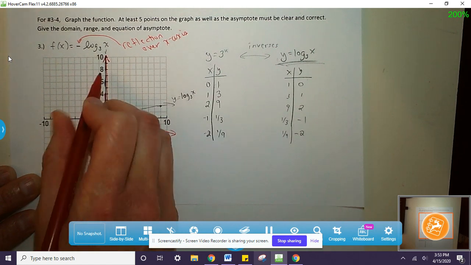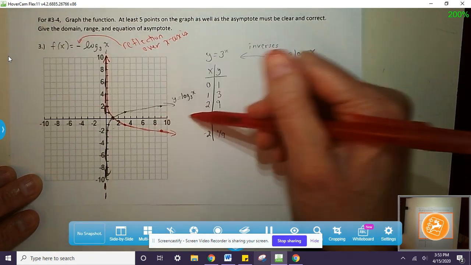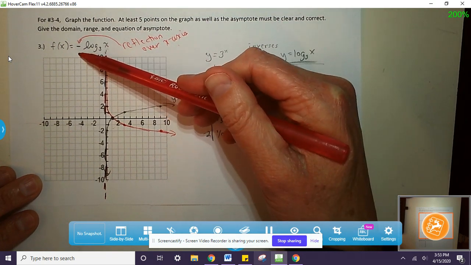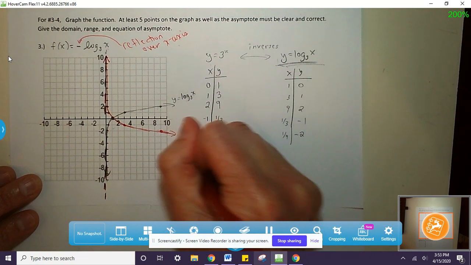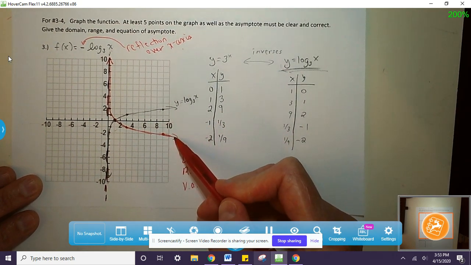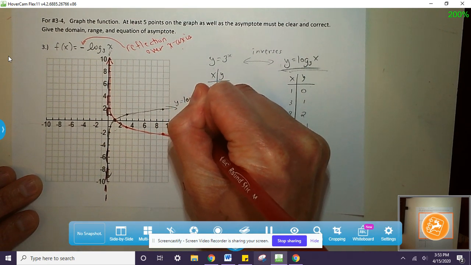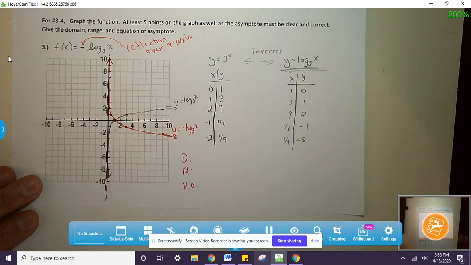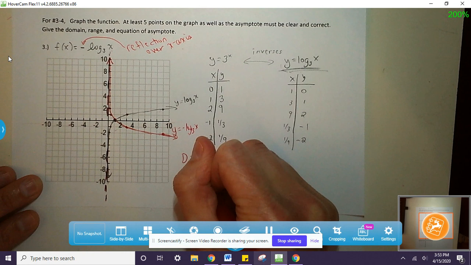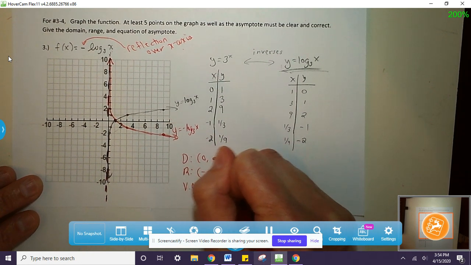Not very steep, but it is going to go down forever. And these should look like mirror images over the x-axis because we took the basic log graph and flipped it over the x-axis. Take a moment and find the domain and range and equation of the vertical asymptote for the red graph, which is my final graph. I'm going to label it with the equation. The domain should be 0 to infinity, parentheses on the 0. The range is negative infinity to infinity, and the vertical asymptote is x equals 0.